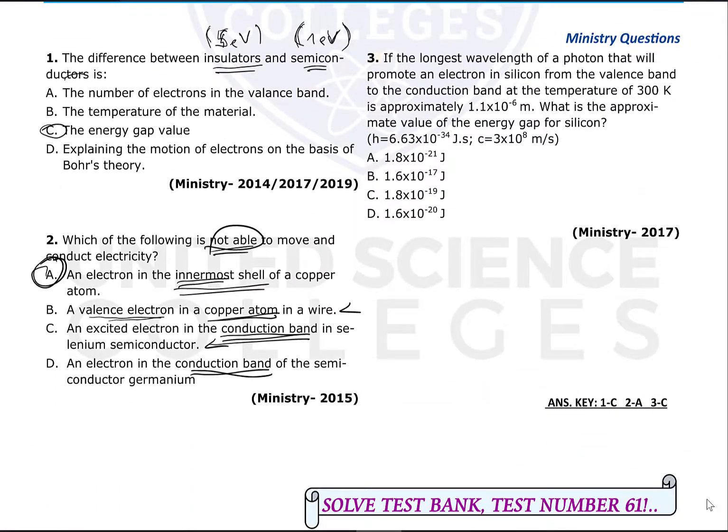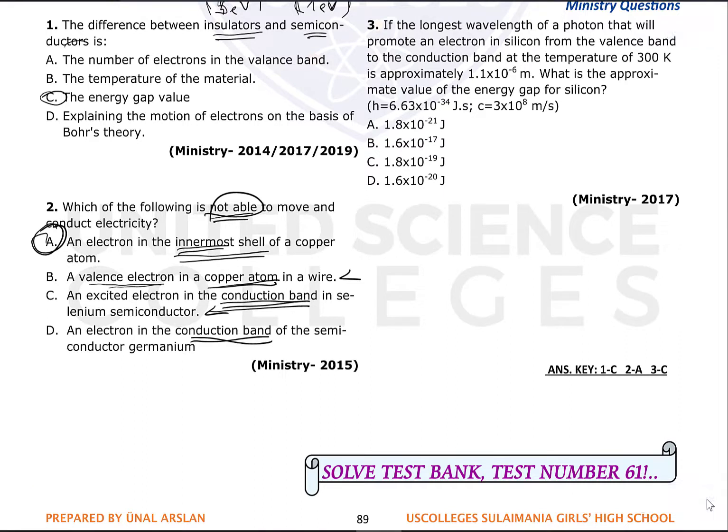Question number 3. The longest wavelength of a photon that will promote an electron in silicon from the valence band to the conduction band at a temperature of 300 Kelvin is approximately 1.1 times 10 to the power of -6 meter. This is the wavelength of the photon which can excite an electron from the valence band to the conduction band. What is the approximate value of the energy gap of silicon? Of course, the energy of the photon must be equal to the energy gap value, because if a photon is able to give enough energy to make the electron jump, the energy of the photon must be equal to the energy gap value for silicon. So let's calculate the energy of this photon.